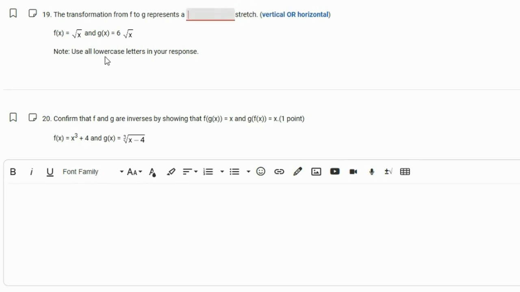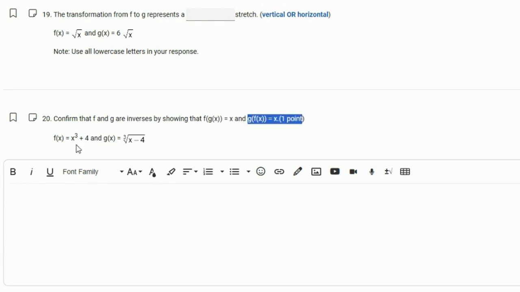So if you capitalize it, it'll probably count it wrong even if you have the right answer. And here's one of those. Confirm that they are inverses by showing that f of g of x equals x and g of f of x equals x. So you have to do both. You can't just show one.